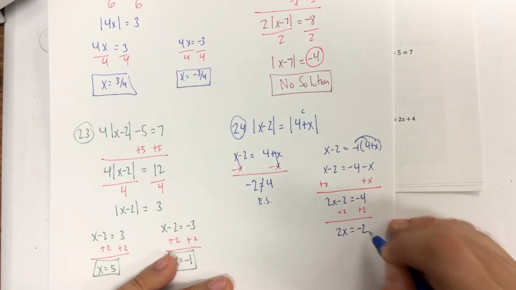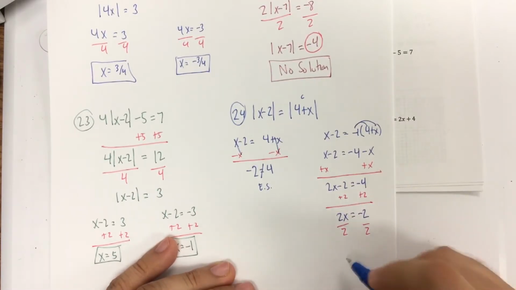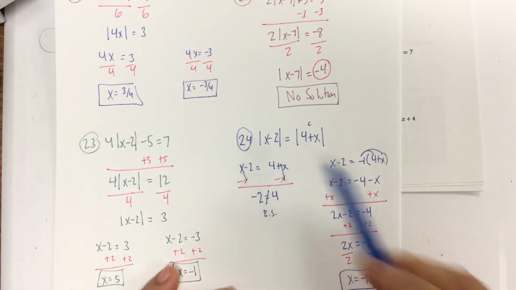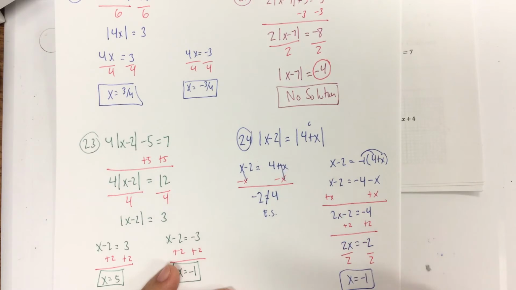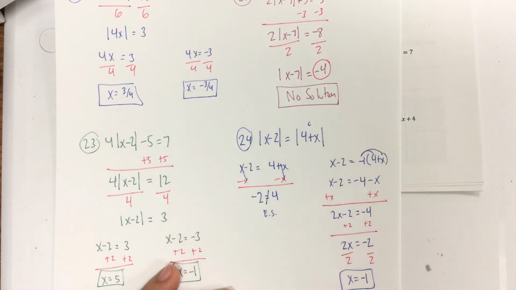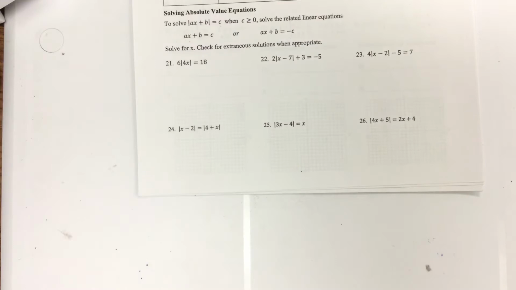2x is equal to negative 2. Then we're going to divide both sides by 2, and x equals negative 1. You can definitely plug this in here. So -1 minus 2 is -3, but the absolute value of -3 is 3. And 4 minus 1 is 3, the absolute value is 3, so it does check out there. If you're curious, you can check that out or put it in the calculator and work it out as well. All right, let's move on to the next ones.